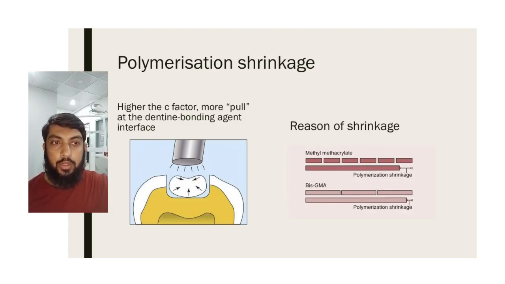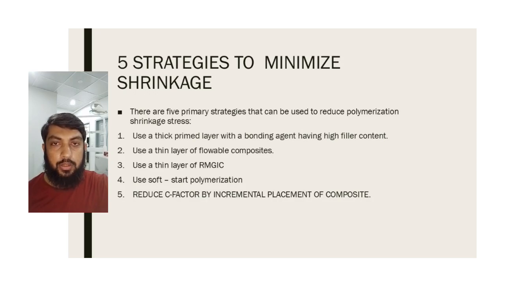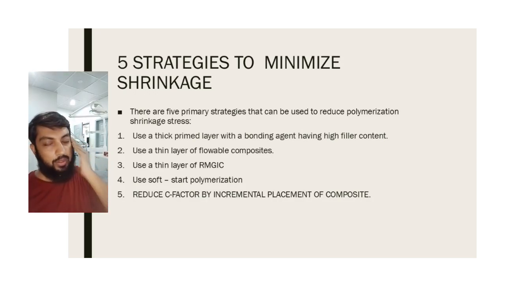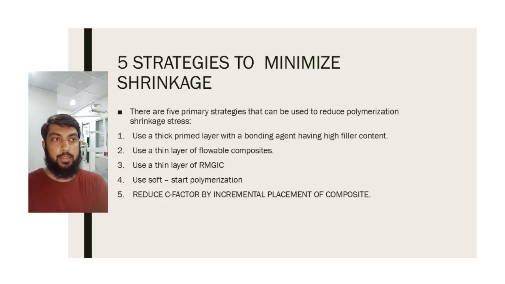Now, how are we going to minimize configuration stress shrinkages? First of all, you can use a thick layer of primer. Use a primer that has a low content of filler in it, not much lower as a traditional bonding agent. It has some filler in it, so it can act as a cushion for the stresses. Or use a flowable composite as a liner under your restoration, so it can act as a shock absorber.